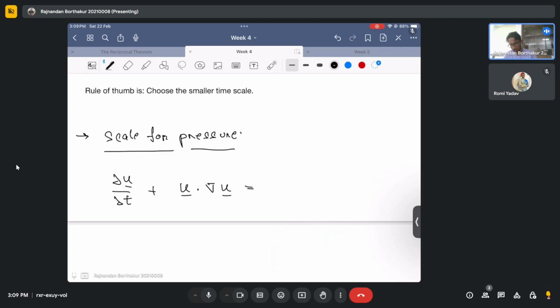Okay. So yeah, this is the left hand side which dictates the inertia term, and on the right hand side I have 1 upon rho gradient of the pressure plus nu del square of u, which is the viscous term, and I'm neglecting the presence of any body force. Okay, so that's the idea we have.